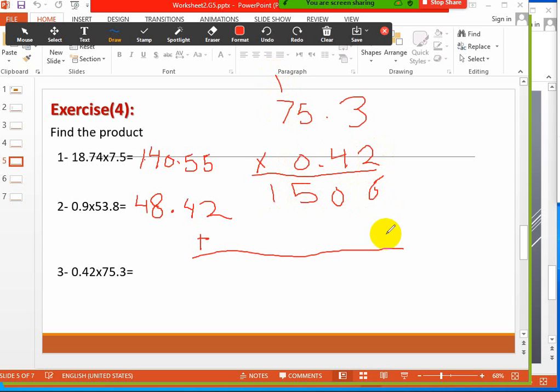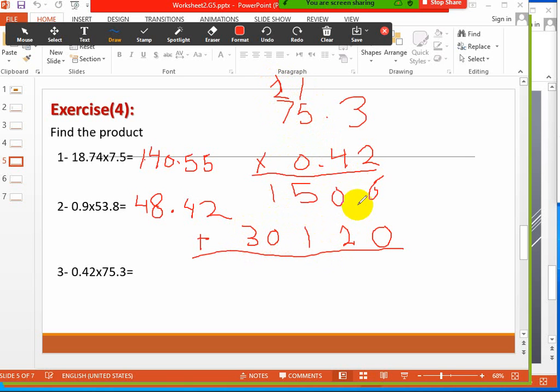Now I will multiply the 4. I will put the 0 here. 4 multiply 3 equals 12. So I will put 2 here and 1 above the 5. 4 multiply 5 equals 20 plus 1 equals 21. I will put 1 here and 2 above the 7. 4 multiply 7 equals 28 plus 2 equals 30. So I'll put the 30.